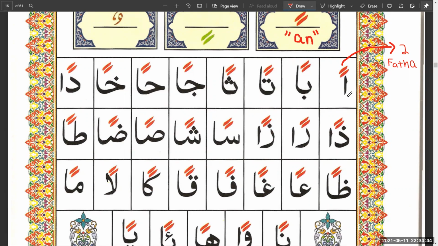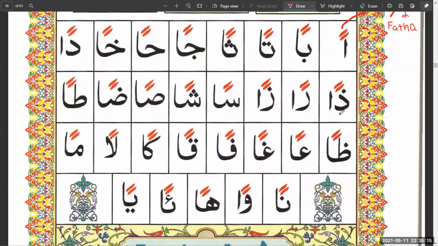So we have Alif, two fatha, N. Ba, two fatha, Ben. Da, two fatha, Den. Tha, two fatha, Then. Jim, two fatha, Jen. Ha, two fatha, Hen. Kha, two fatha, Khan. Dal, two fatha, Den.